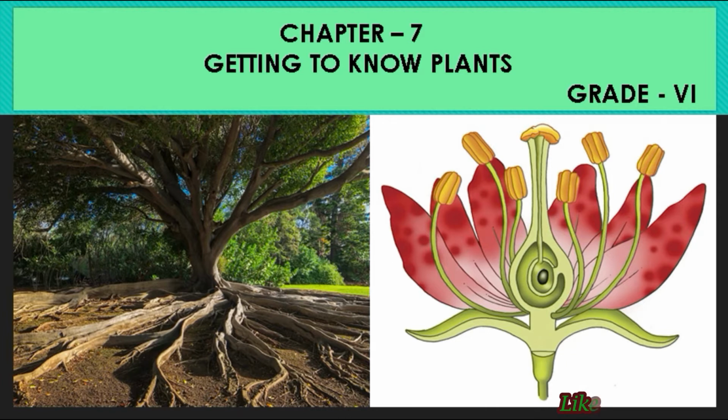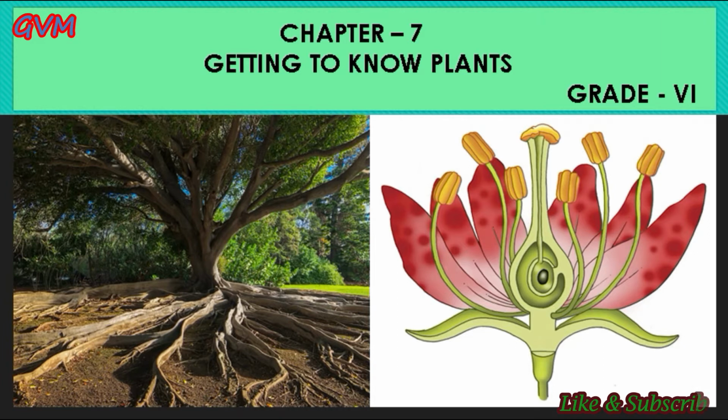Students, if you remember, in the first part of this chapter we learned and discussed the different criteria on the basis of which plants are categorized, and we also learned about the different parts of a leaf, different types of venation in a leaf, and lastly we also discussed the different parts of a plant that a stem bears.